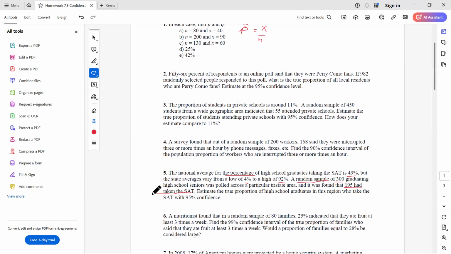Okay. Estimate the true proportion of high school graduates in this region who take the SAT. So high school graduates who take the SAT with 95% confidence.